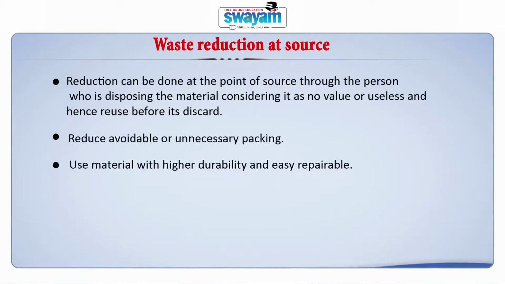The next important factor is waste reduction at source. If an individual who is throwing or using the waste is aware of the disturbances created during waste disposal, then he can reduce it at the source. For example, instead of buying new materials, you can try to reuse what is already available. As I told you, one-sided paper can be reused, so that you can minimize the waste at the source.